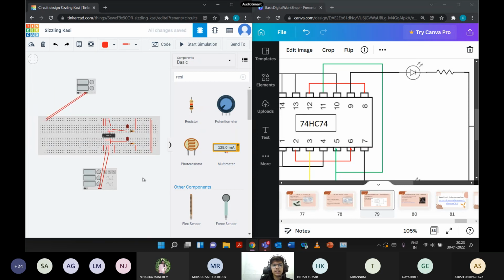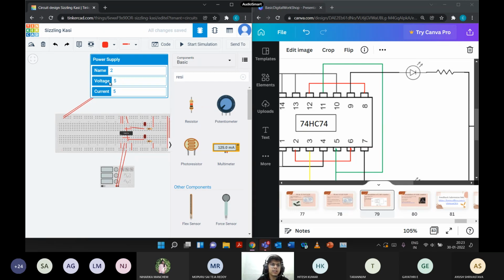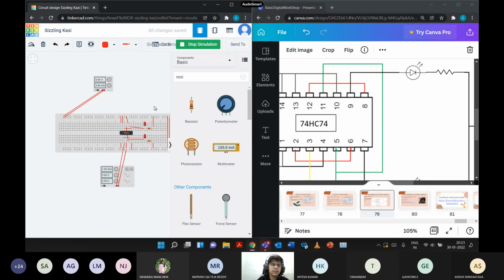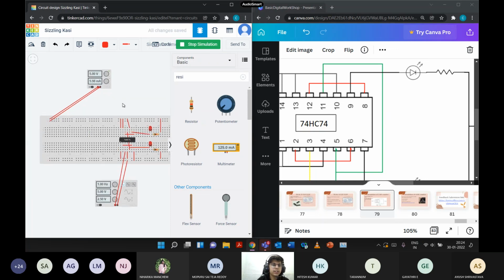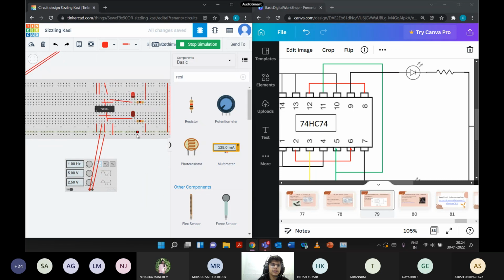Now you can see our circuit is complete for a 2-bit counter. 2-bit counter counts from 0 to 3, that is 00, 01, 10, and 11. So I'll start the simulation. I'll reduce the frequency so that it changes in 1 second. Now we can see the bits. It's 00, 01, 10, and 11. It's the simulation of a 2-bit counter on Tinkercad.